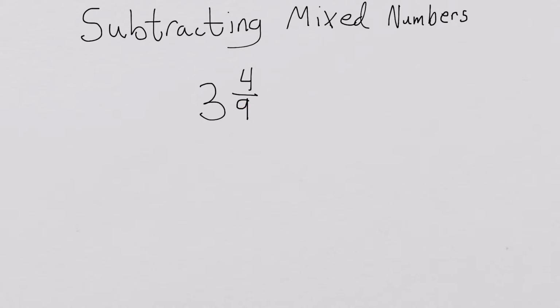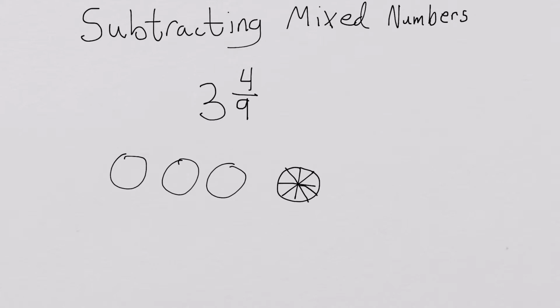So if this was like a pizza, I'd have 3 full pizzas. Let's say I've got 1, 2, 3 full pizzas, and then I've got a 4th pizza that's been cut up into 9 pieces, and this isn't going to be perfect, so bear with me. There's 8, and oh, there's a 9. We should pretend that they're equal in size. I just can't do ninths that easily. And of that 9th pizza, we only have 4 slices.